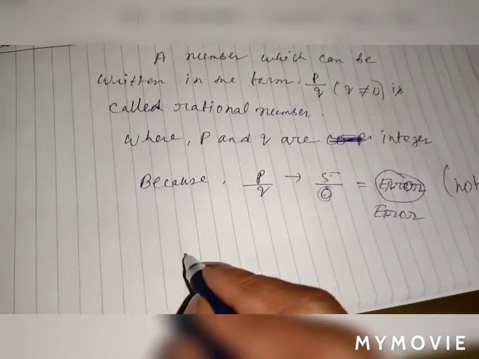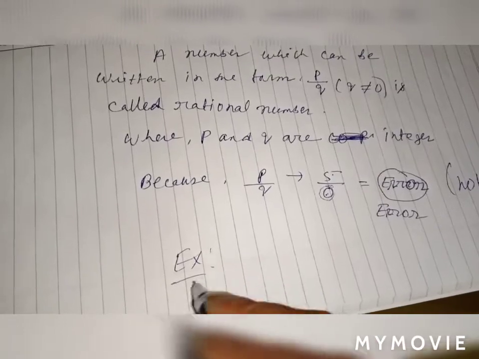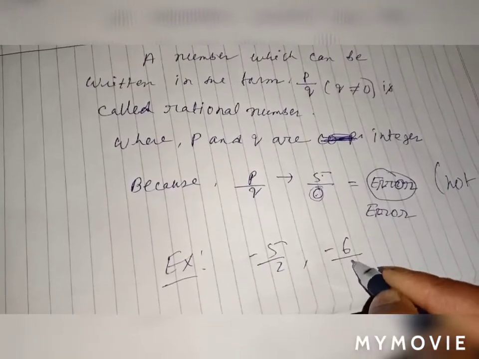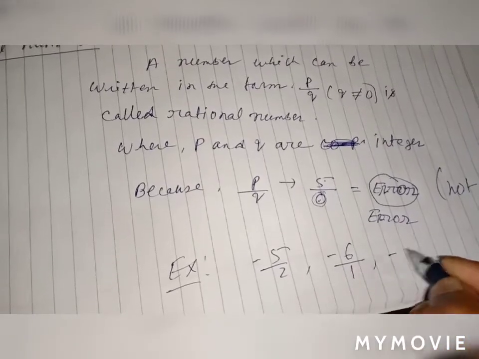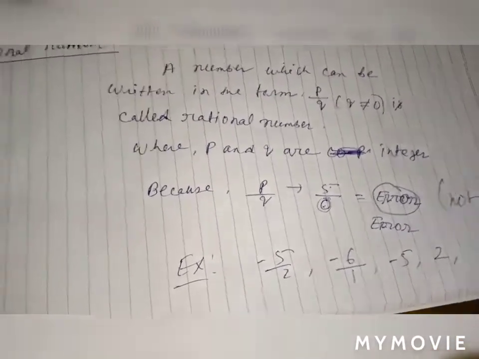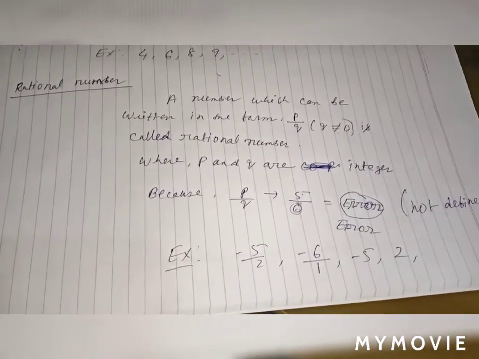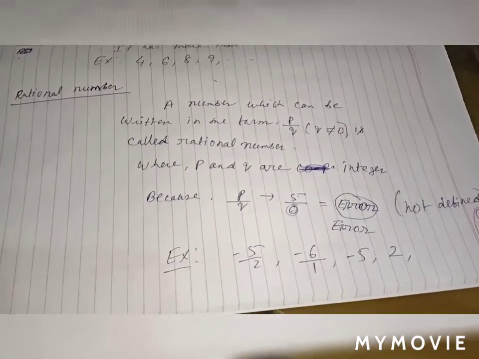So you can take rational number examples like minus 5 by 2, minus 6 by 1. These are all rational, which means those numbers can be written in the form p by q. They are called rational numbers. So, all of you understood?